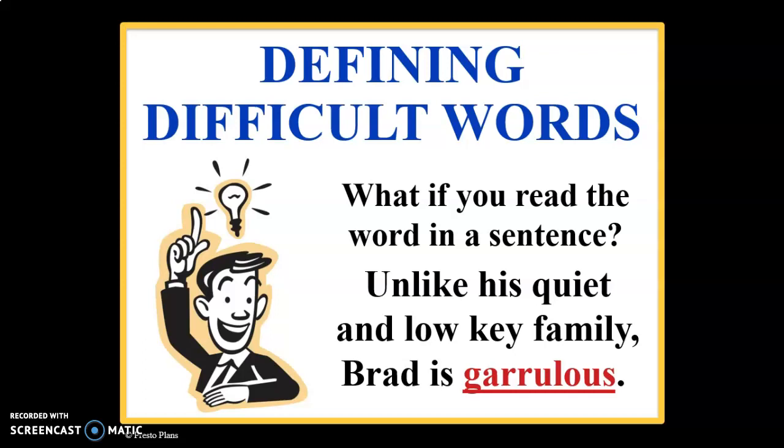If we're using the context clues from this sentence, we can see that they start off by saying unlike his quiet and low-key family. So if he is unlike his quiet and low-key family, he must be the opposite of quiet or low-key. So we could guess that garrulous might mean outgoing, loud, very busy. In this case, this is giving us opposites. Unlike his quiet and low-key family, Brad is garrulous. So garrulous must be the opposite, or the antonym, of quiet and low-key.